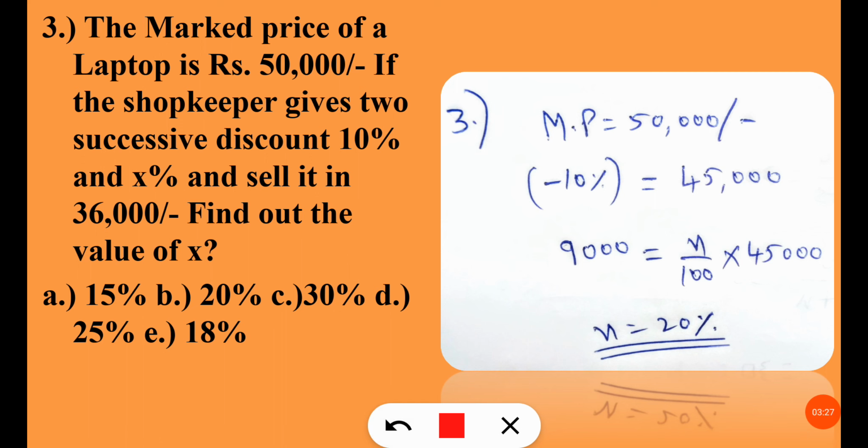Again some x percentage of discount was given, and the price became 36,000 rupees from 45,000. The difference value is 9,000. So 9,000 equal to x by 100 into 45,000. The remaining percentage, the second discount percentage, is 20%. Option B, correct answer.